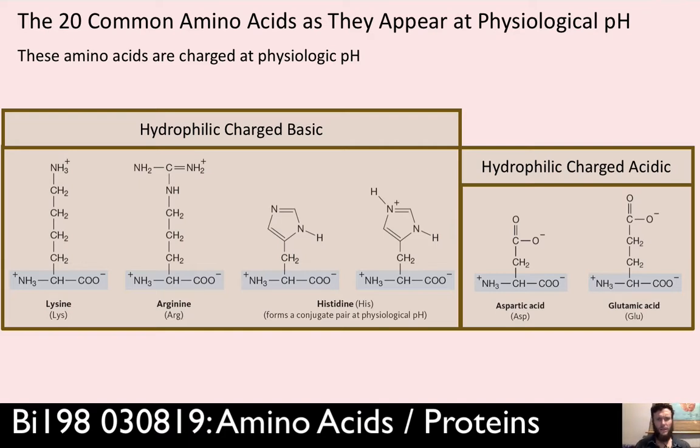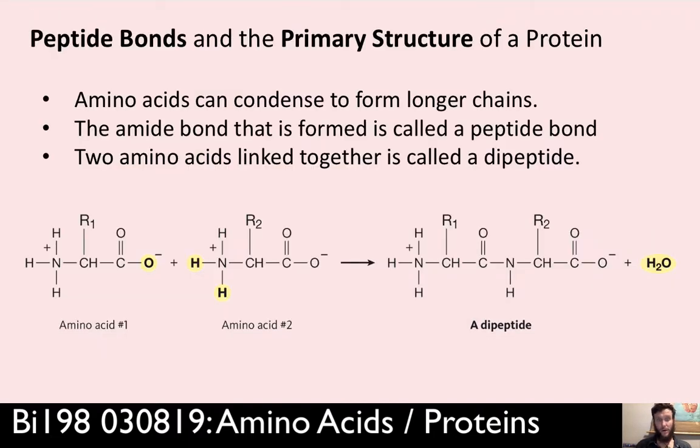So on these hydrophilic basic and hydrophilic acidic amino acids, we're showing them in their conjugate forms, meaning that the base has already picked up a proton, and the acid has already donated its proton. Those hydrophilic charged basic amino acids are shown as what are called conjugate acids, and the charged acidic amino acids are shown as their conjugate bases. All right.